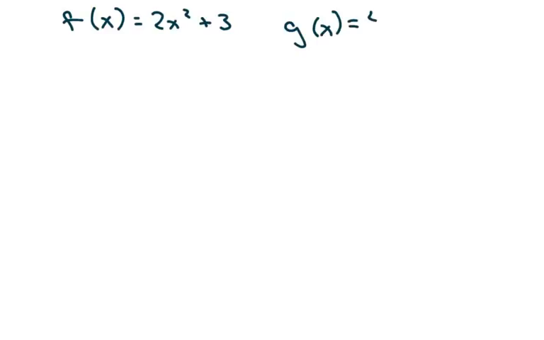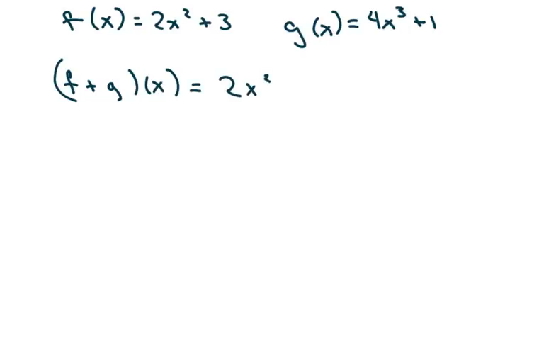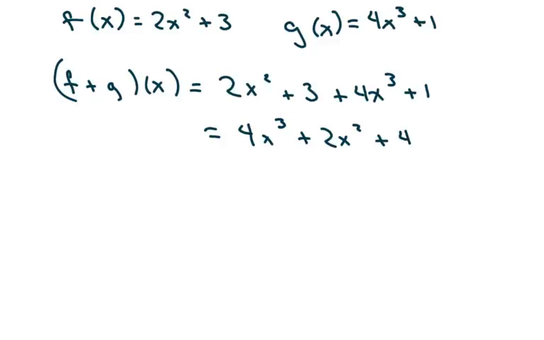All right, the next problem we're going to do is similar. It's f of x equals 2x squared plus 3, and g of x equals 4x cubed plus 1. We're going to find f plus g of x, and that's going to give us 2x squared plus 3 plus 4x cubed plus 1, which equals 4x cubed plus 2x squared plus 4. And the domain is all real numbers. There's no fractions or square roots.